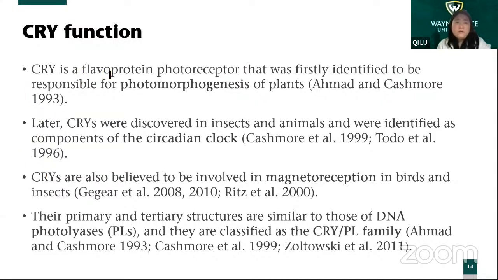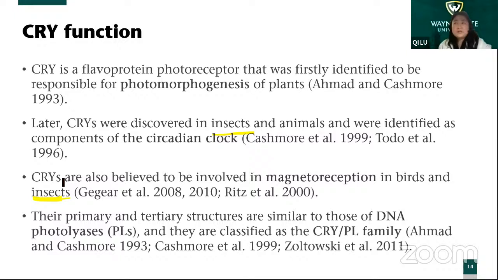CRY is a flavoprotein receptor that was first identified to be responsible for photomorphogenesis of plants. So indeed, the CRY is really a photoreceptor and then transmits the light signal into morphology change of the plants. CRY was also discovered in insects and animals, was identified as a component of the circadian clock, and was also believed to be involved in magnetoreception in birds and insects.